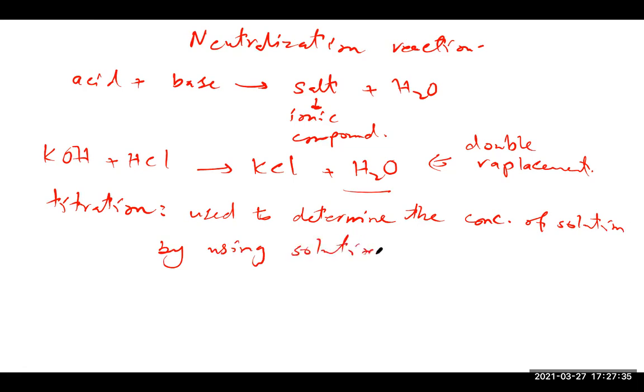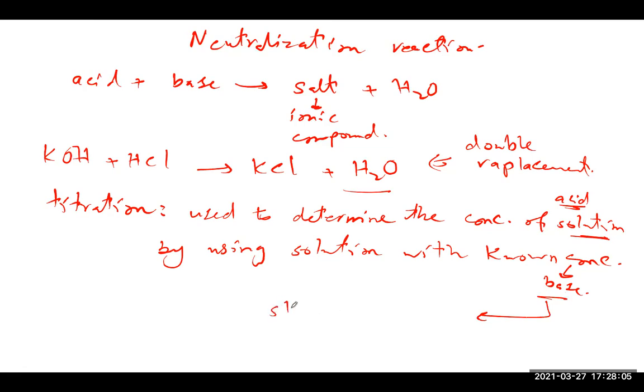We do this by using a solution with known concentration. So we will take an acid or base of unknown concentration, and we will use a titration with a known concentration. It also will be an acid or base. So if you have the unknown as an acid, we will take a base of known concentration and make the titration. And from this titration, we will determine the concentration of the unknown one. Okay, and the solution with the known concentration will be called the standard solution.